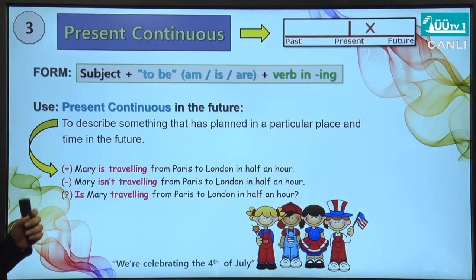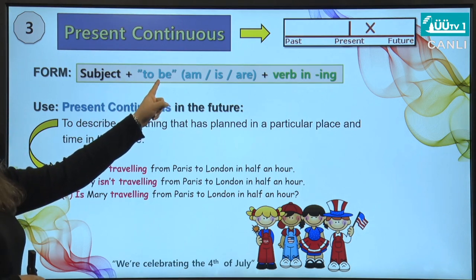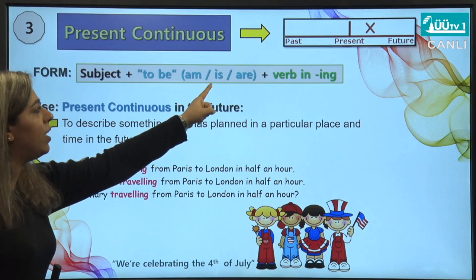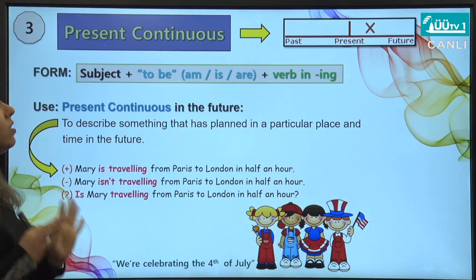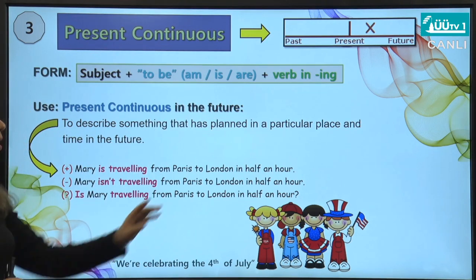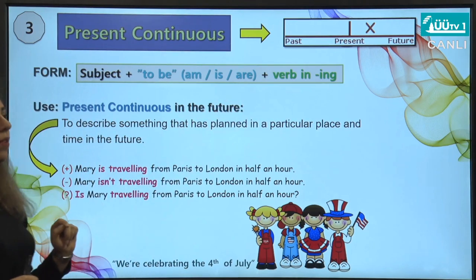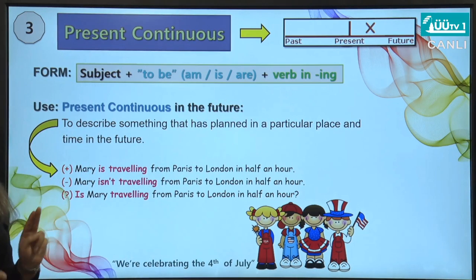This is how you form a sentence in present continuous for the future. So, as you know, we always have the be verbs, which are am, is, are, in the present continuous, plus verb ing. Am, is, are, and ing are important. So, the example is Mary is traveling from Paris to London in half an hour. So, she has planned it already.